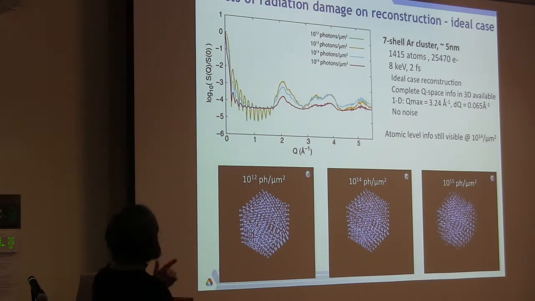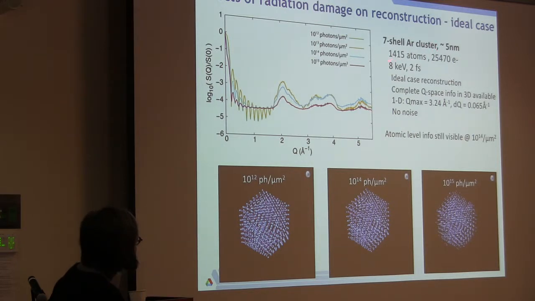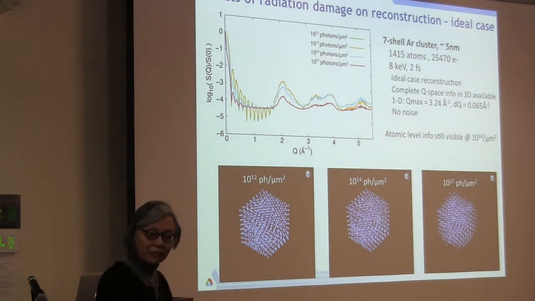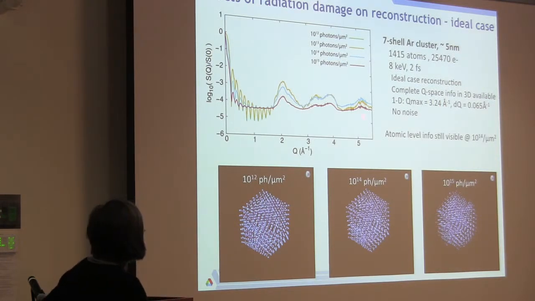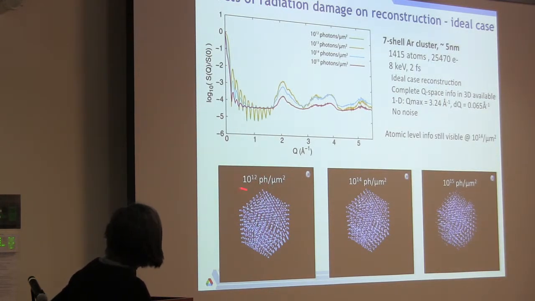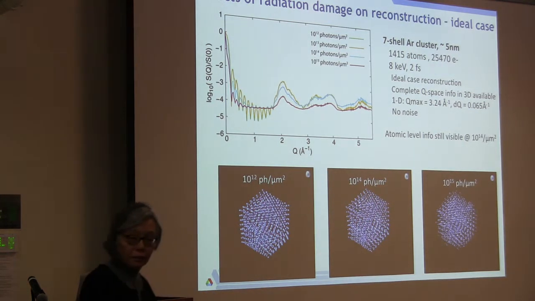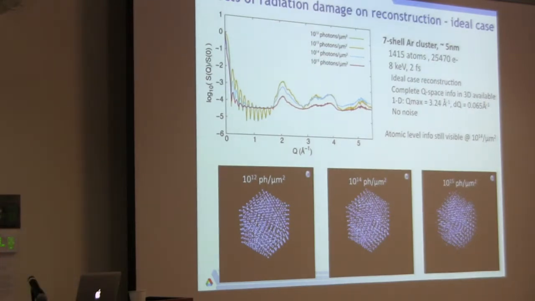So in doing an idealized study on this 7-shell argon cluster, which is about a 5-nanometer cluster, which has all these components to it, and something that's somewhat unrealistic, pulse and lots of photons on it. This is just to get your feet wet and make sure that things actually work. And what you can see is that at a fluence of 10 to the 12 photons per square micron, and even up to 10 to the 14 photons per square micron, you could still see this atomic level information, including all those things, which is pretty good.